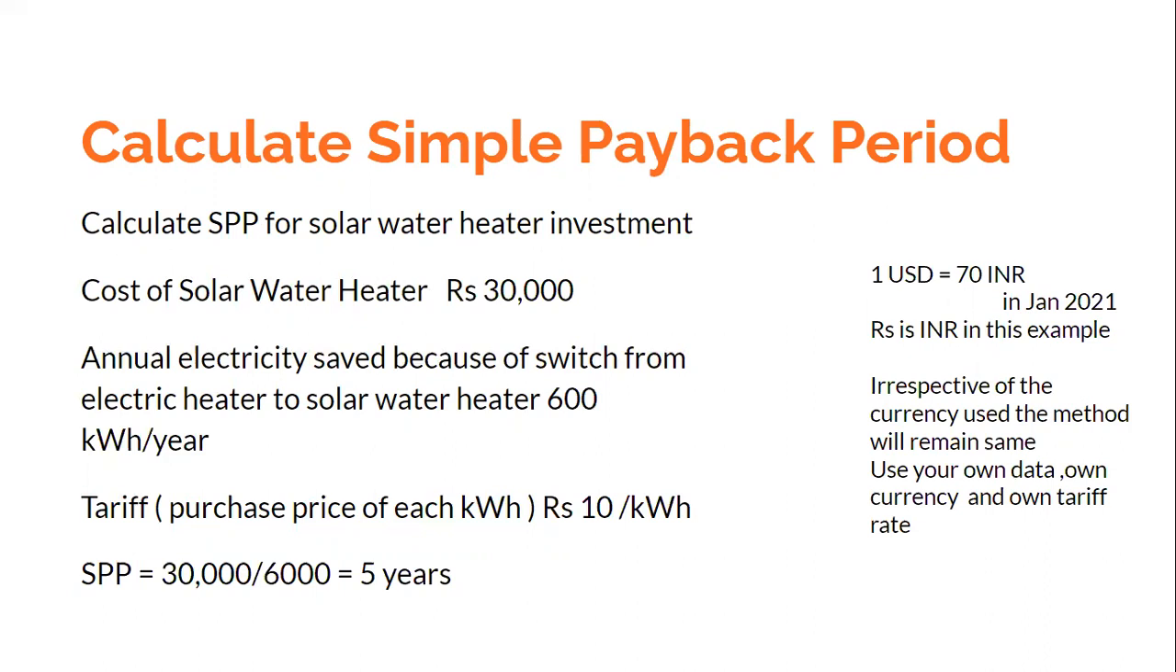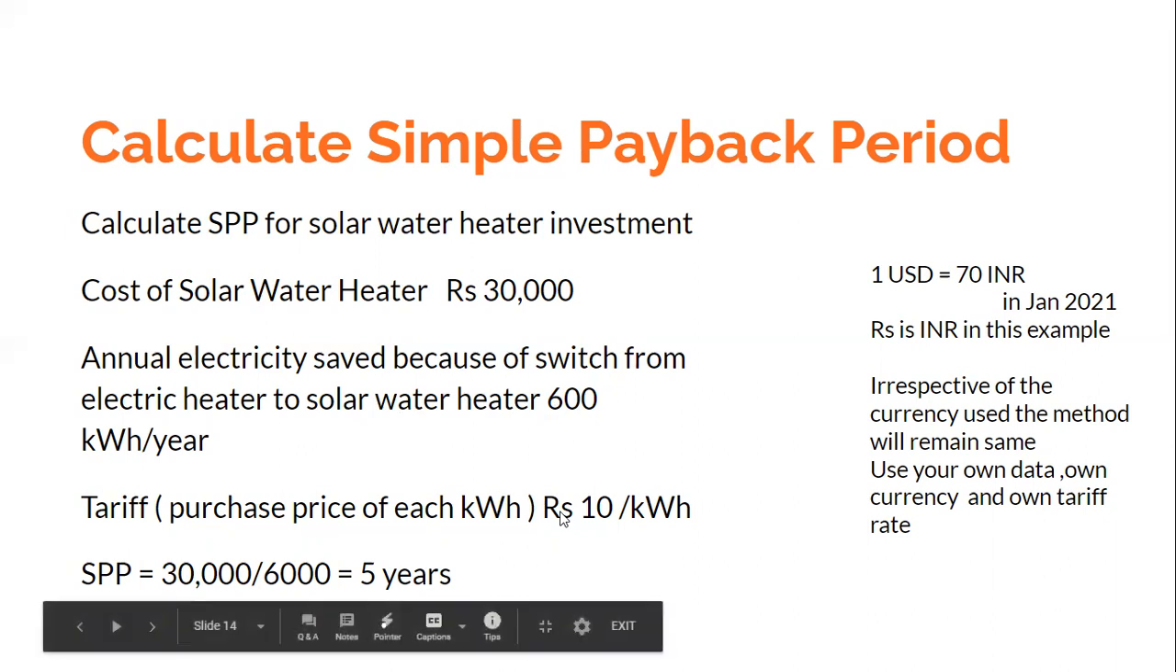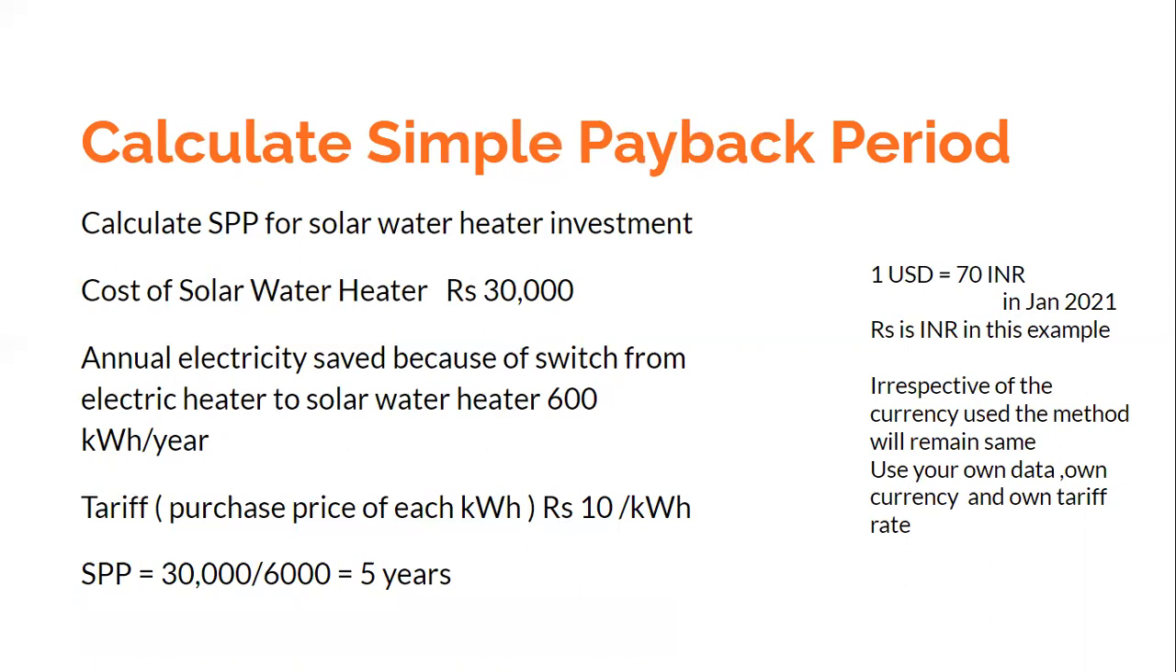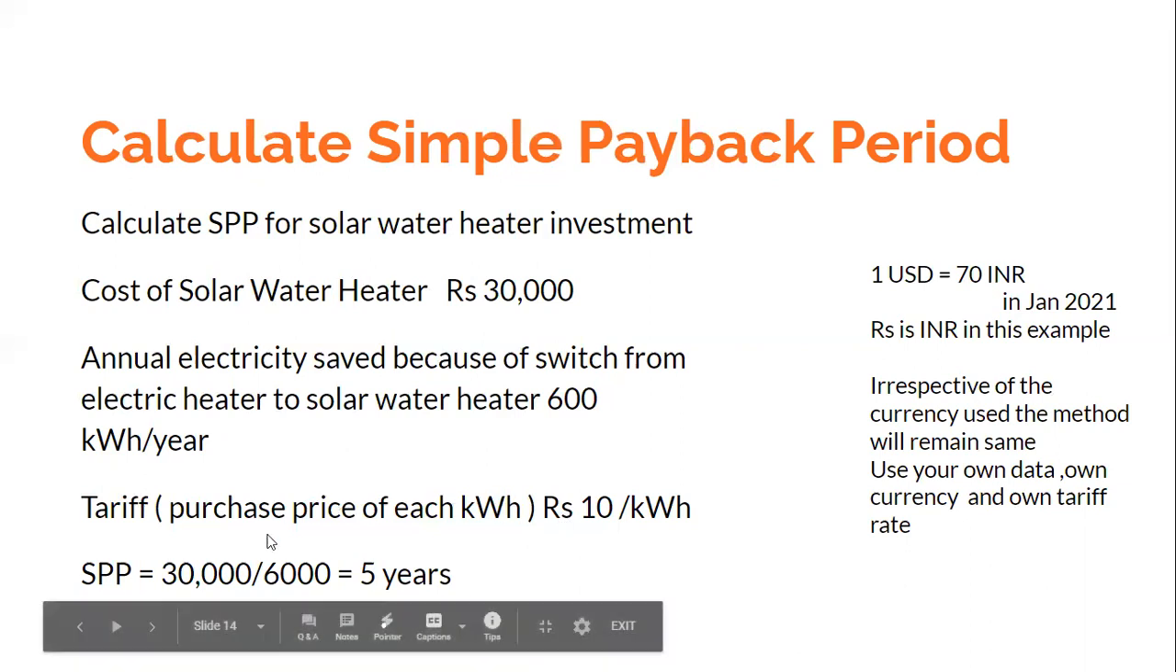because of the use of solar water heater, that household has switched from the electric heater to solar water heater and saved 600 units of electricity every year. Let us say that the local grid sells the electricity at the rate of rupees 10 per unit. So obviously the annual savings would be 600 units per year into rupees 10 per unit, which comes to 6,000 rupees. So 6,000 Indian national rupees is the annual savings, and the investment is rupees 30,000.